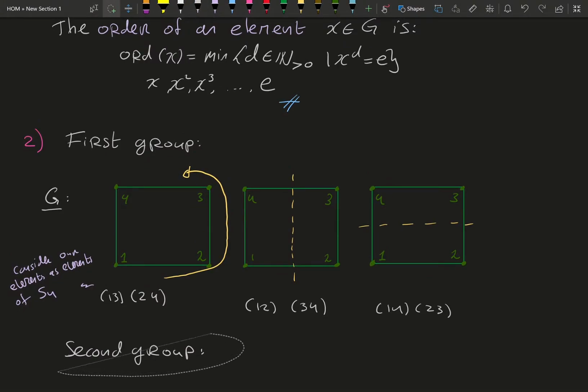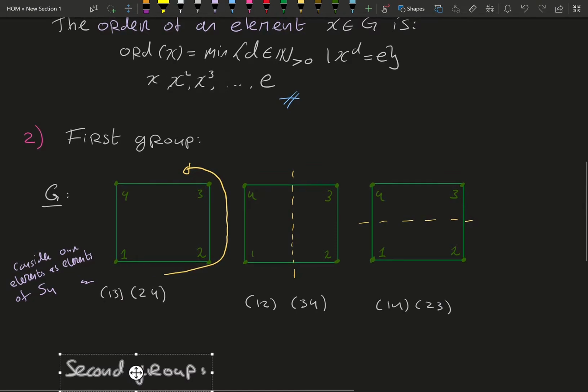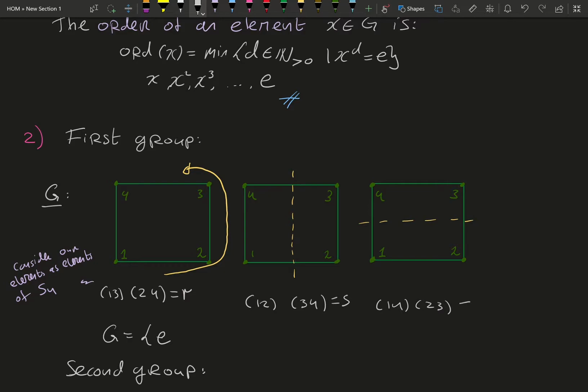So let me move this down a bit. So I let now the group G be, I always need the identity element. So let's give these elements a name. I can give this the name R, and let's call this guy S, and let's call this guy T. Then my group is going to be e, R, S, T.